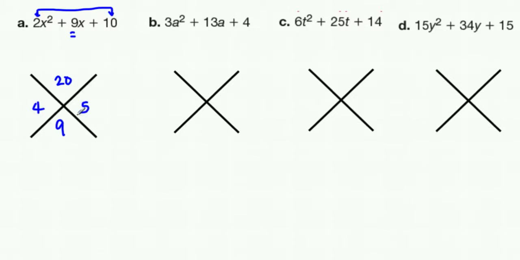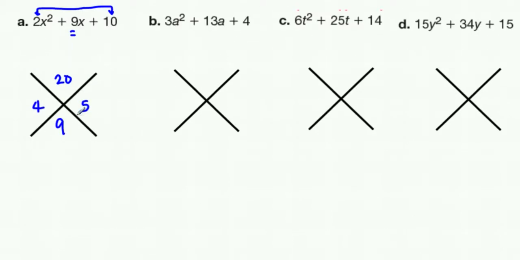Okay, so after that, this is what you do. That means you can rename 9x into 4x plus 5x. So I'm going to rewrite 2x squared plus 9x plus 10 to become 2x squared plus 4x plus 5x plus 10. So I simply used my X method to rename 9x to 4x and 5x plus 10.